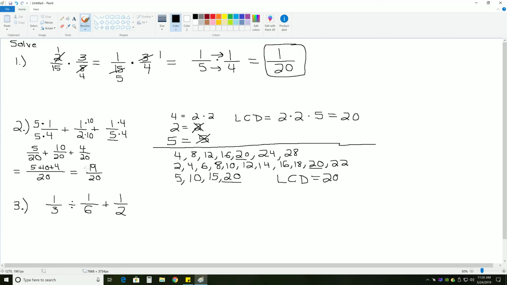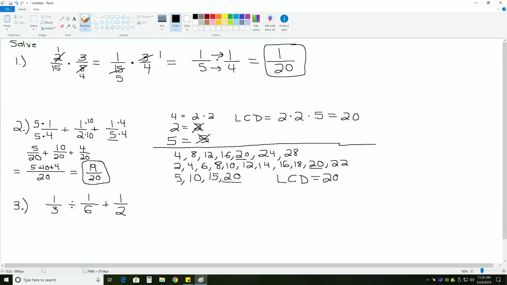And we just want to do a quick check to see if this will simplify, but we can clearly see that 19 and 20 do not have any common multiples, so this will not reduce, giving us a final answer of 19 over 20.